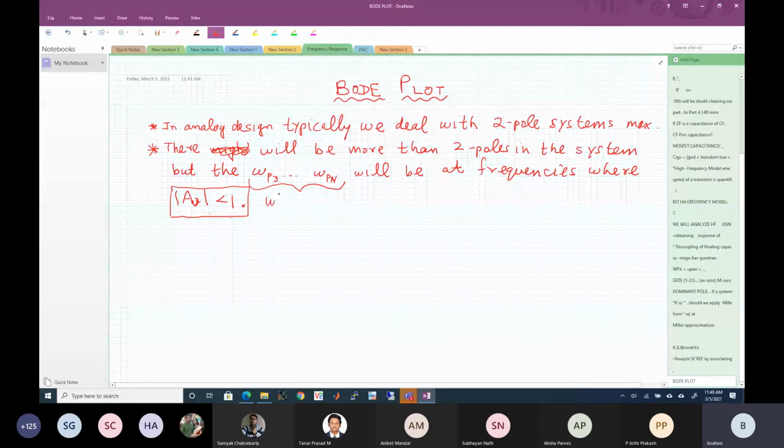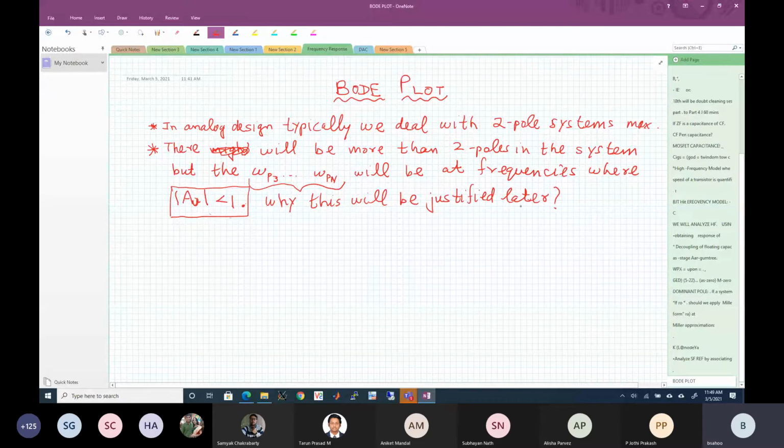Why this will be justified, we will see later. So hold on to this thought because this is important. Sometimes we have three poles also, but it becomes a challenging thing to design, and we have to do something special to make sure that it finally becomes a two-pole system or something like that. So we will get into that.